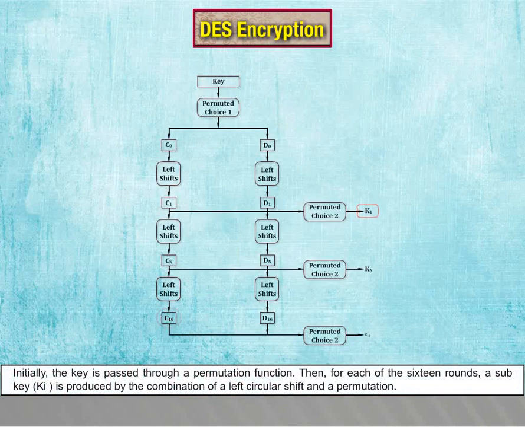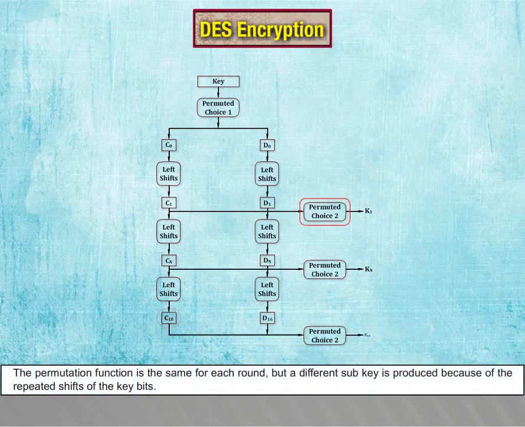Initially, the key is passed through a permutation function. Then for each of the 16 rounds, a subkey Ki is produced by the combination of a left circular shift and a permutation. The permutation function is the same for each round, but a different subkey is produced because of the repeated shifts of the key bits.